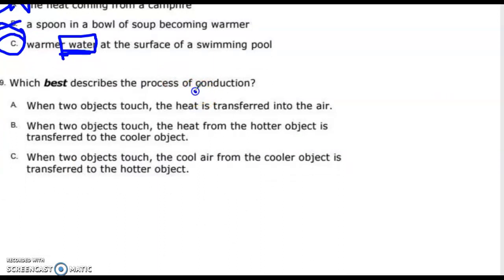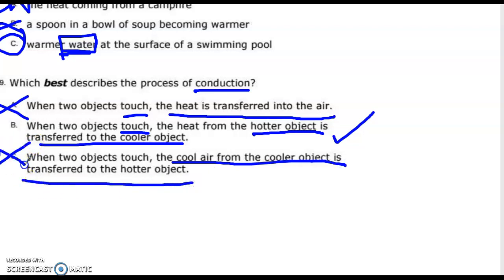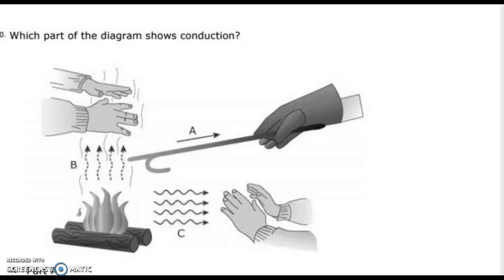What best describes the process of conduction? Cameron. When two objects touch, I like that so far, the heat is transferred to the air. Is that conduction? No. When two objects touch, the heat from the hotter object is transferred to the cooler object. That's exactly the definition of conduction and how heat moves. When two objects touch, the cool air from the cooler object is transferred to the hotter object. Makes absolutely no sense. Number 20.